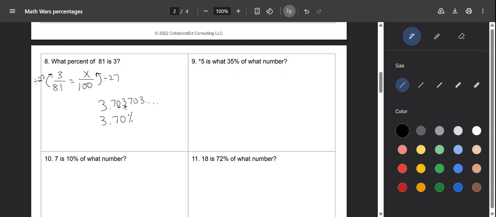All right, number 9 is an I do problem, so I'm going to set that up. It says 5 is 35% of what number? Pretend this "what" is not there. 5 is 35% of what number?